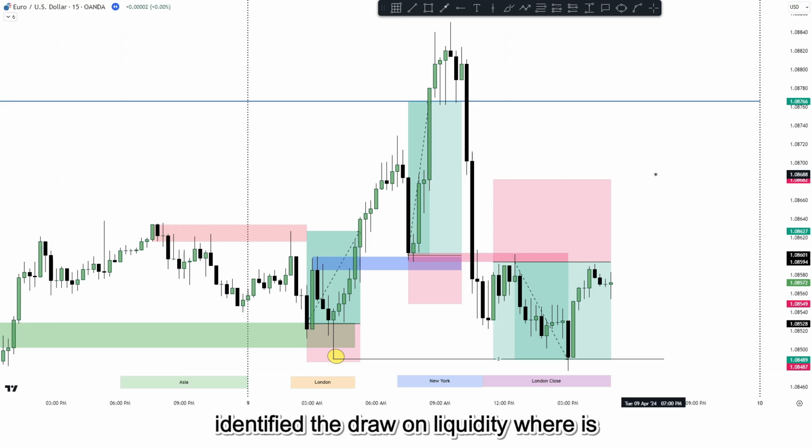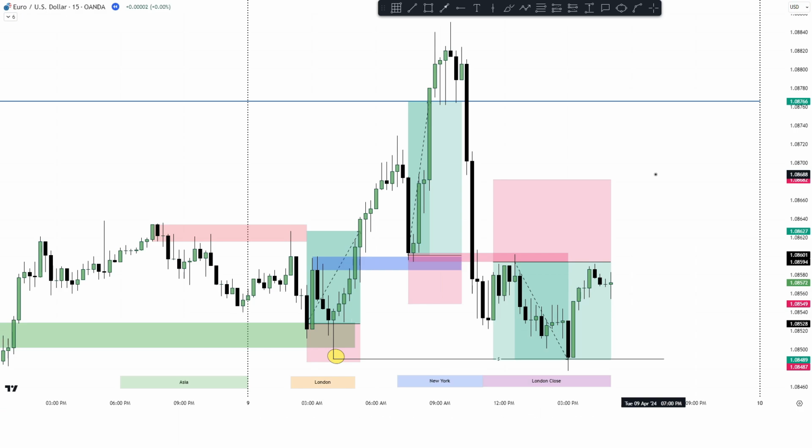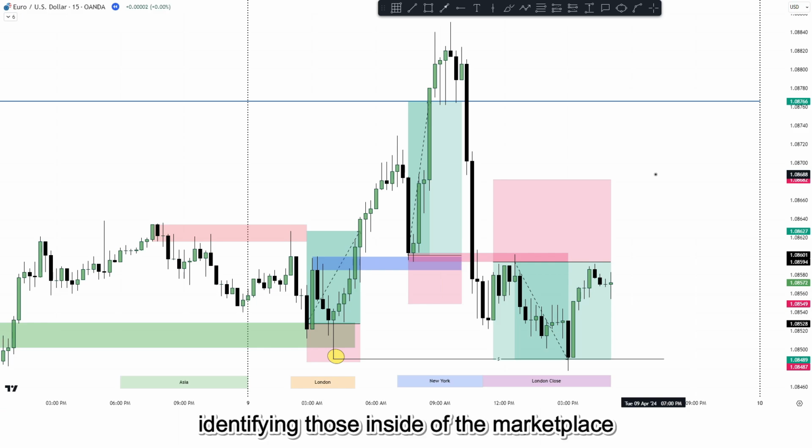Fourth, we identified the draw on liquidity. Where is the marketplace seeking? Where is it most likely to react off of? Which PD array, which liquidity pool, identifying those inside of the marketplace. And then last, we put it all together, and this is how we can form a bias and call the markets on a daily basis.